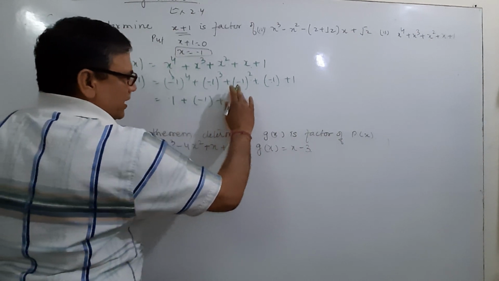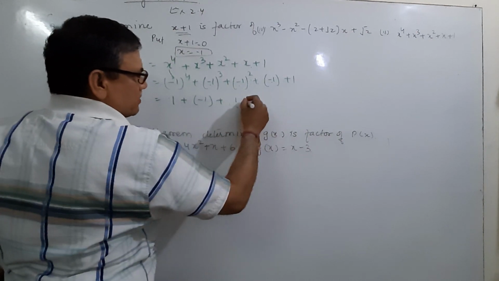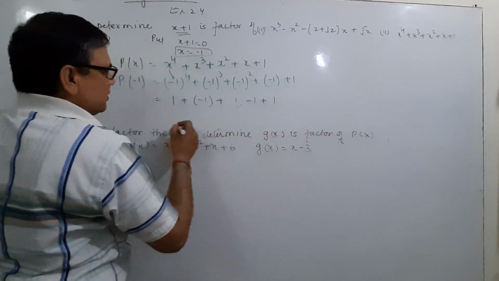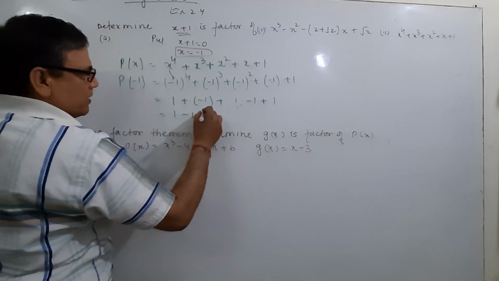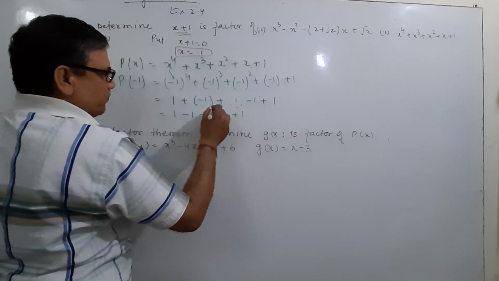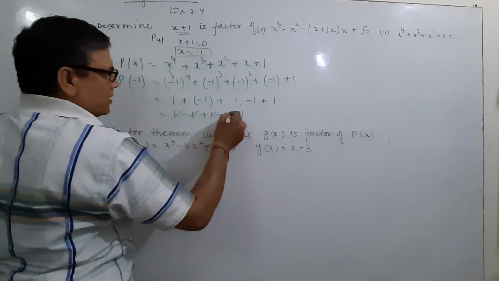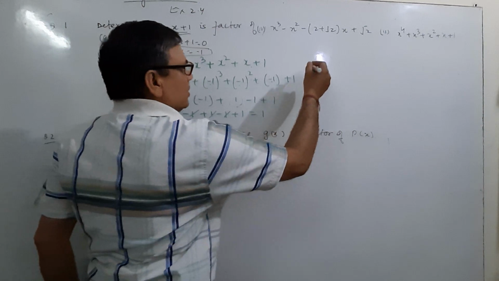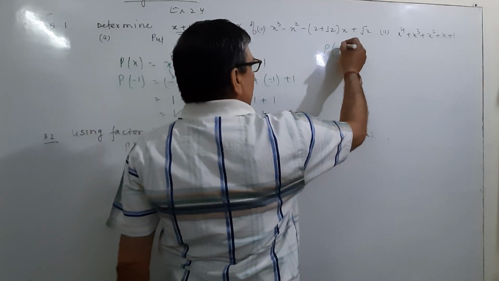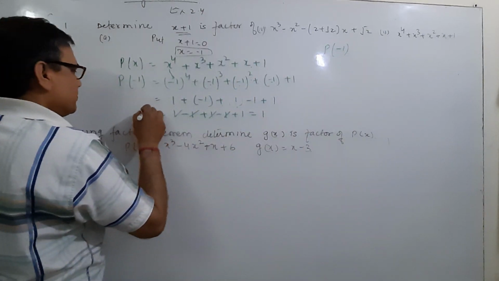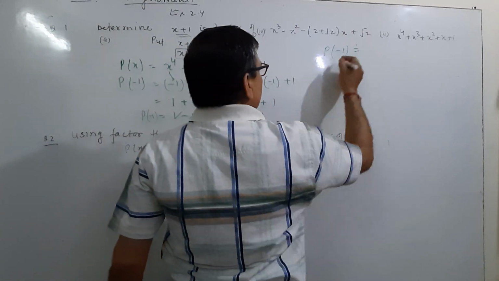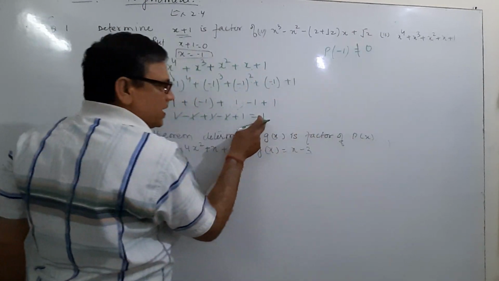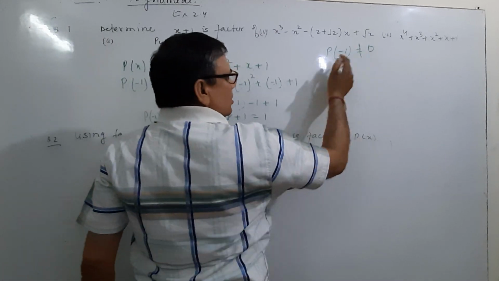We do not need a bracket for positive. Plus minus minus 1 plus 1. Here it is 1 plus minus minus 1 plus 1, minus 1 plus 1. This will cut, this will cut, and it is equal to 1. So the remainder, P of minus 1, is equal to 1, which is not equal to 0. Remainder is 1, it means not equal to 0.